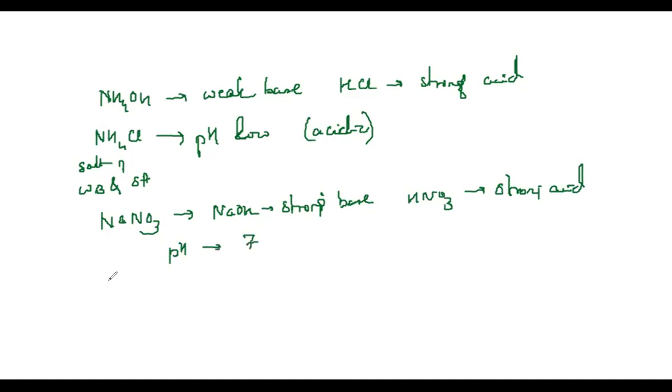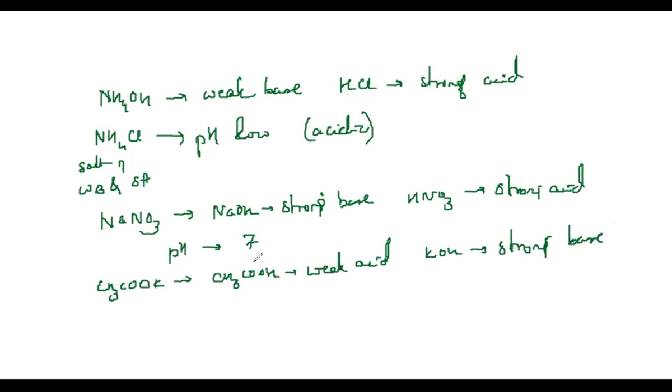Then when you carry out hydrolysis of potassium acetate, it contains CH3COOH, which is a weak acid, and KOH, which is a strong base. Correct? So it is a salt of weak acid and a strong base. When the base is strong, the pH will be alkaline, basic in nature. So the pH is around 8.8 for CH3COK.